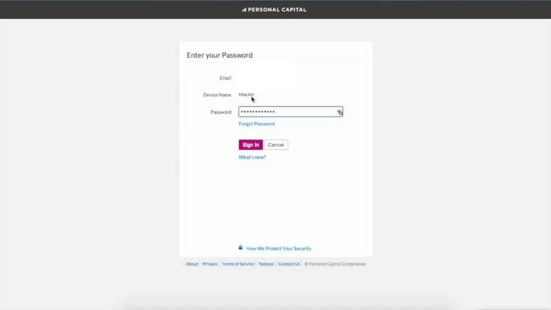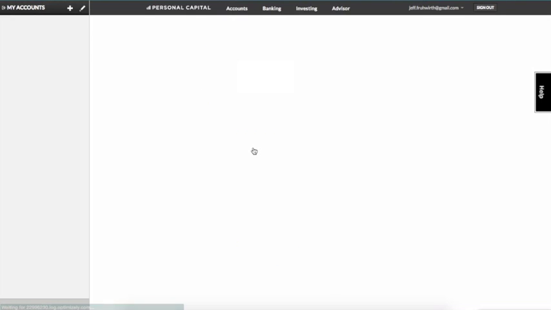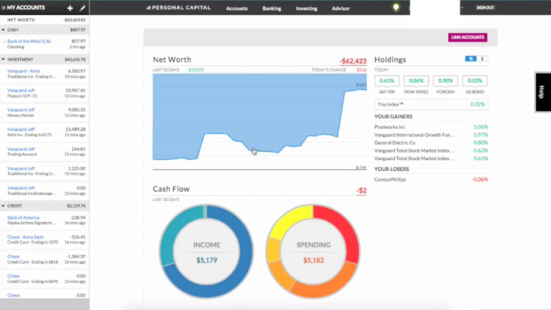They've done this so if you have a home PC or a home laptop, something that you'll use to sign into Personal Capital frequently, they can automatically recognize that and you won't have to go through extra security measures to get to your account. So pick the sign in button and it'll load the dashboard and take you to your accounts.